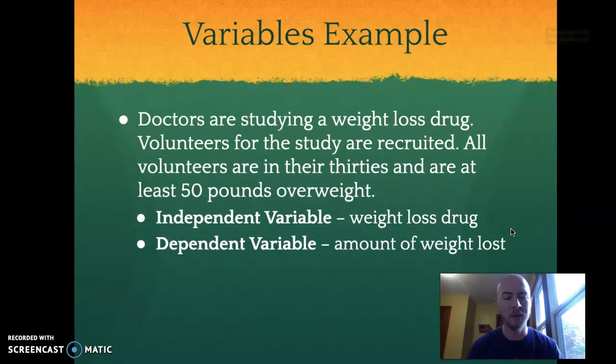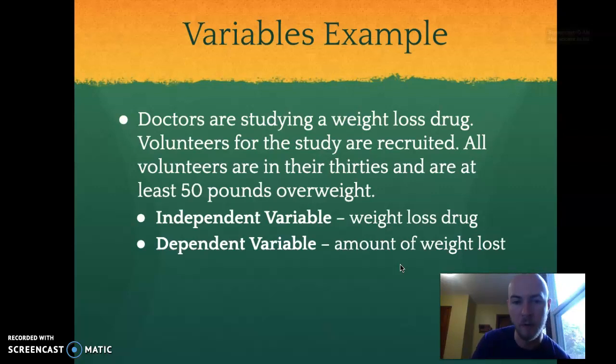Now, pause here. Question. Is this evidence, the amount of weight loss, going to be a quantitative piece of evidence or a qualitative piece of evidence? Think about amount of weight loss. It's an amount. It's going to be quantitative because remember that is a quantity and not a description.